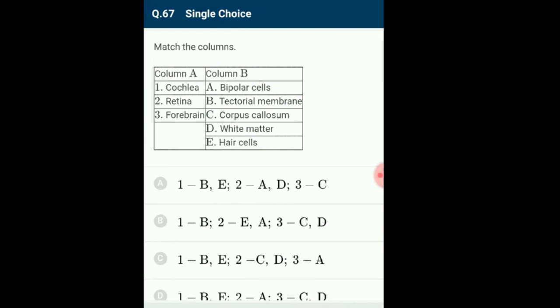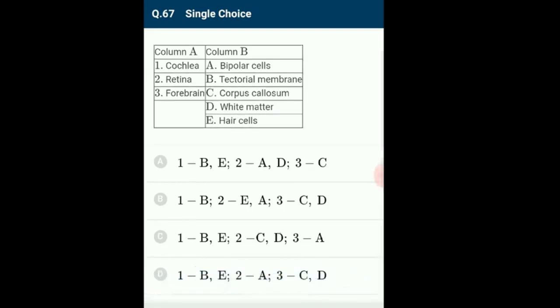Question number 67. Match column A with column B. Scala media is matching with B and E, that is, tectorial membrane and hair cells. From column A, second one, retina, is matching with A, which contains bipolar cells. Then from column A, third one, forebrain, is matching with C and D, corpus callosum and white matter. So the correctly matching option is option D.